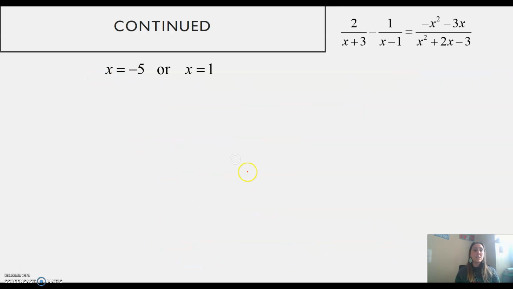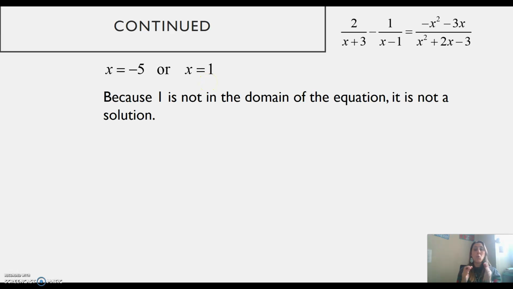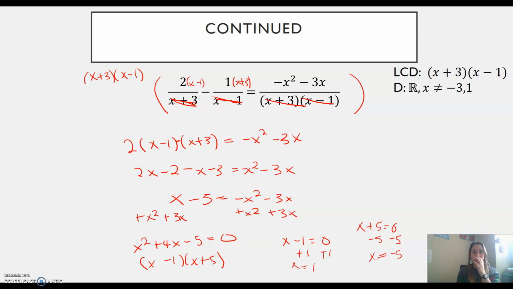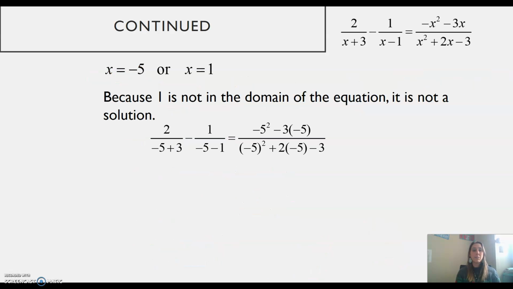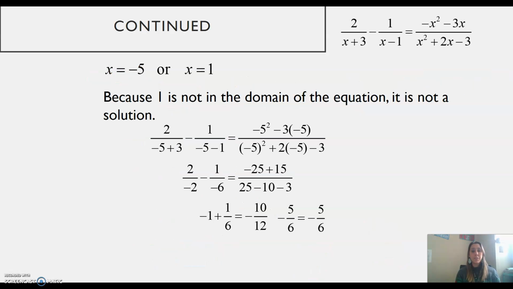So if x is equal to negative 5 or x is equal to 1, I've got to remember my domain. And remember, in the domain, 1 was not part of it. It says it right here. X cannot equal negative 3 or 1. Well, I've got a 1 here, and this is what we call an extraneous solution. So an extraneous solution means not a solution. The only solution for this one would be negative 5. So negative 5 is the only possible solution in the solution set.